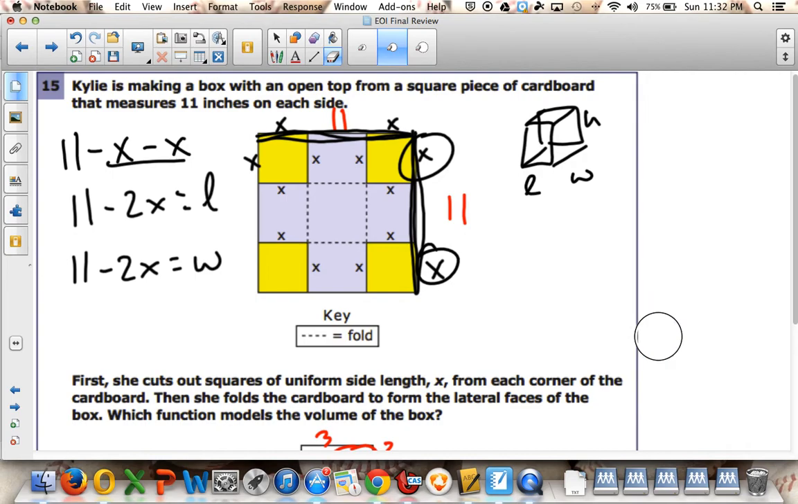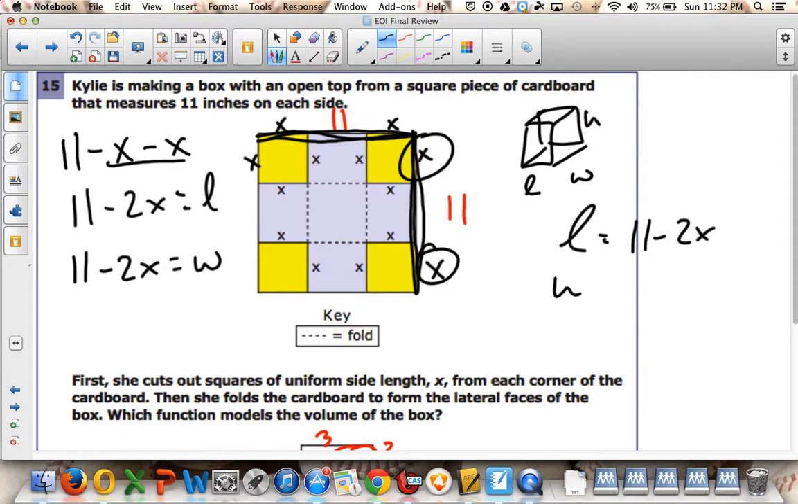Okay? So I have a length and a width. I have a length of 11 minus 2x, I have a width of 11 minus 2x. Now I need a height. So when she folds these x's up, we're going to get a height of whatever this length is. And what is that length? Well, we don't know what it is, and the reason why we don't know is because it's x.